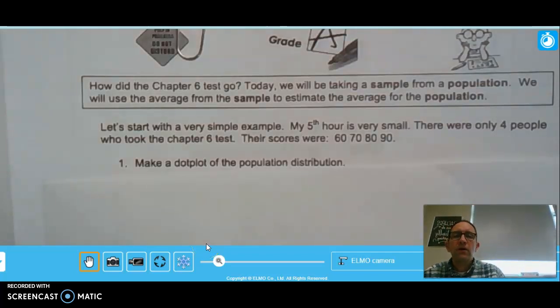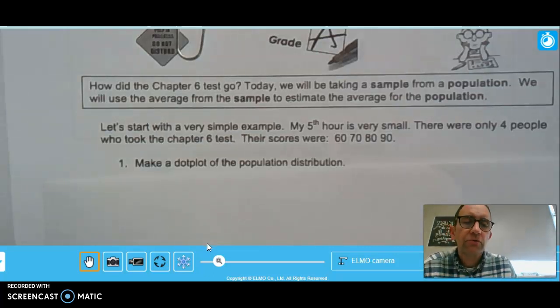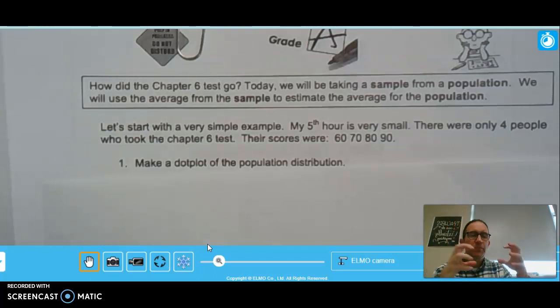So we're going to look at what would happen if we were to create something called a sampling distribution today. It's important that you recognize the difference between the sample and the population. Remember, the sample is the subset, the population is the group from which you're drawing.